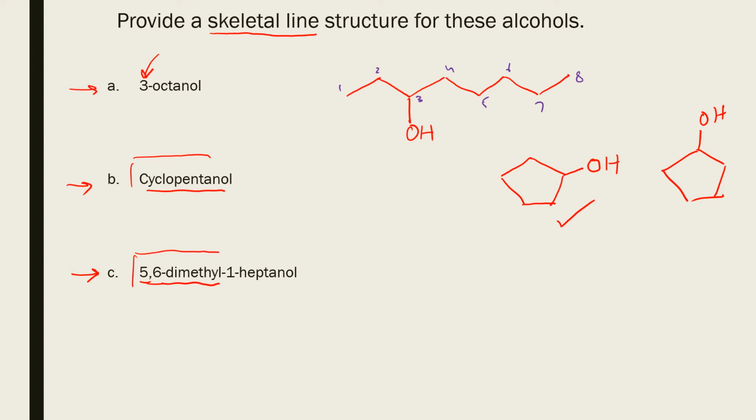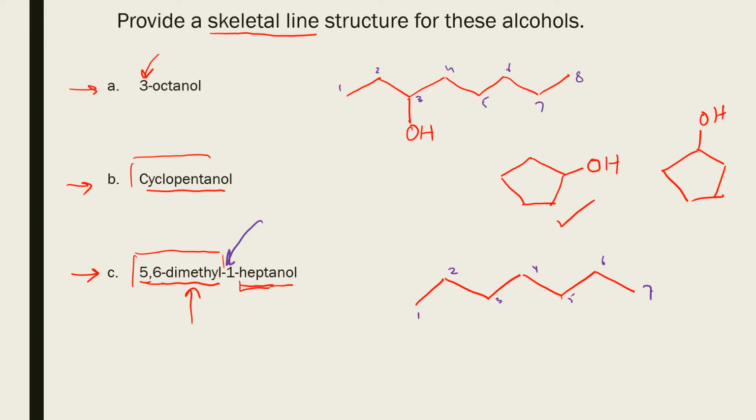That means we now have a branched alcohol with two methyl groups connected at number 5 position and number 6 position. So let's try to identify the main chain length, which is heptane or heptanol. So the main chain is heptane, or 7 carbons. Let's draw the main chain first. That's 1, 2, 3, 4, 5, 6, and 7. Let's number it: 1, 2, 3, 4, 5, 6, and 7.